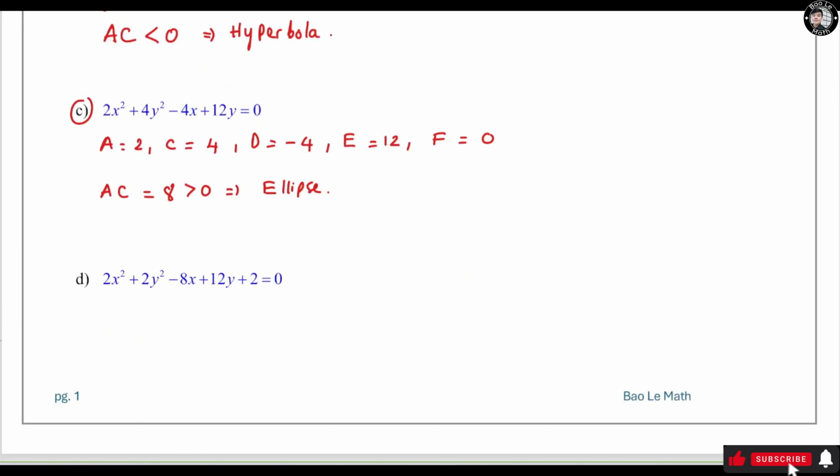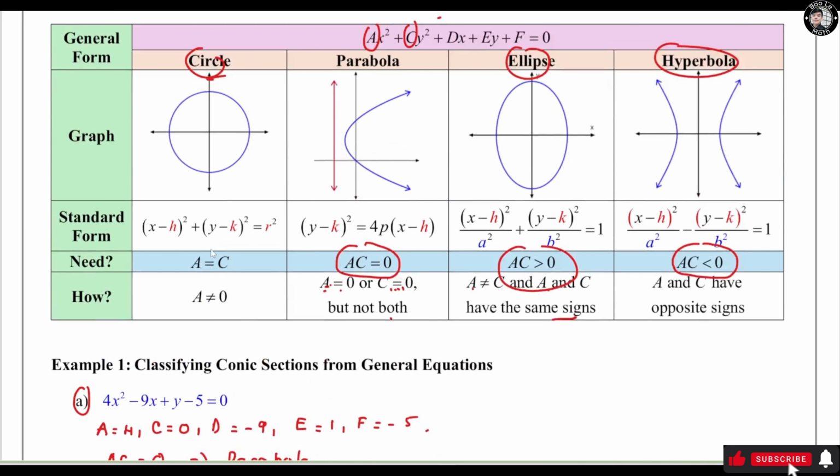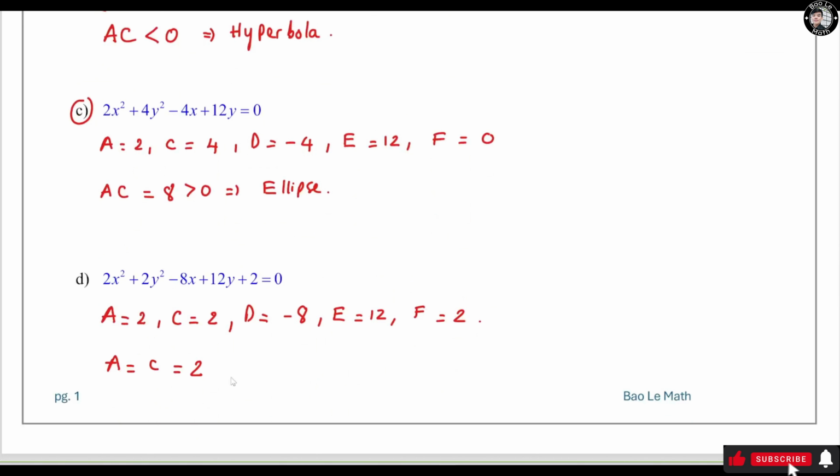And the last one: A equals 2, C equals 2, D equals negative 8, E equals 12, and F equals 2. Now observe that A equals C equals 2. This one falls into this case right here, so the equation represents the circle.